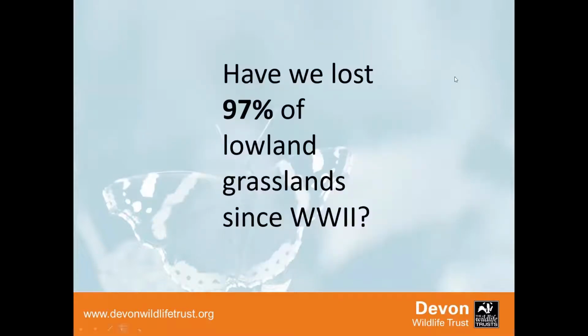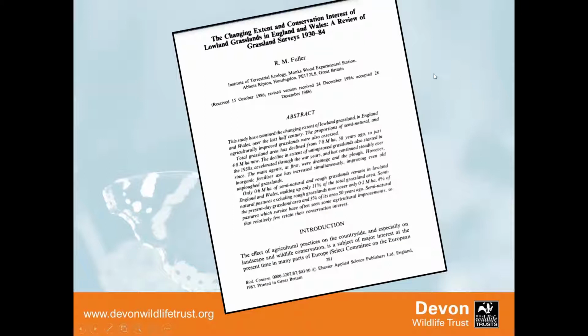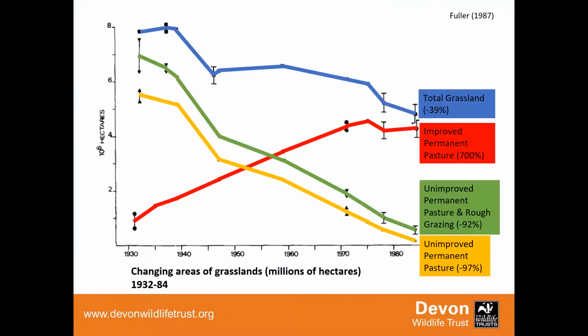Okay, so one of the questions was, have we lost 97% of the lowland grasslands since World War II? Well, in short, yes. This paper here is the one that's often quoted. Fuller's paper is a review of grassland surveys between 1930 and 1984, and quite clearly it does pick that up. But obviously, it's a snapshot. We lost 97% of the species-rich lowland grasslands from 1930. Those that were left at 1930.